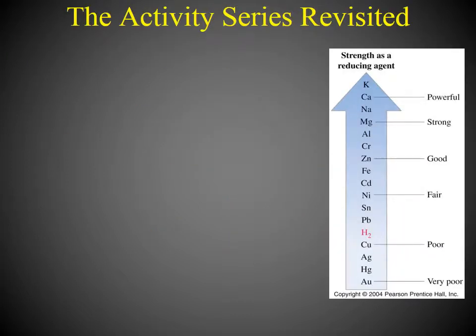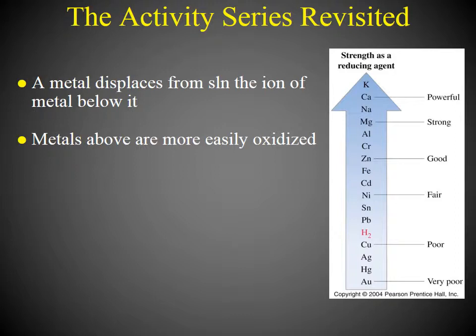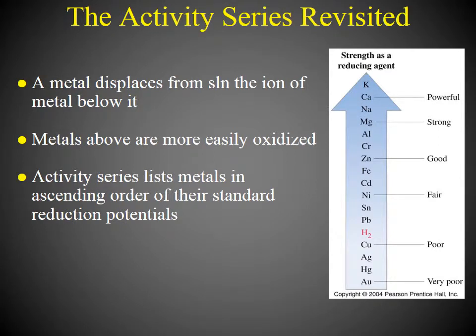Let's take a look at the activity series again. If you remember, in the series, a metal displaces from solution the ion of a metal that is below it in the list. So this really means that the metals that are above the other one are more easily oxidized. So essentially, the activity series lists metals in ascending order of their standard reduction potentials, with the strongest reducing agents at the top.